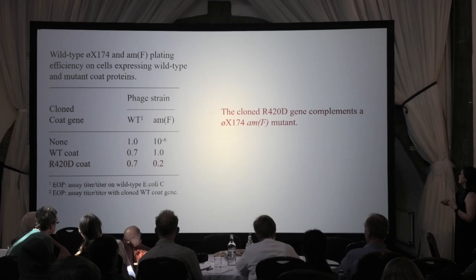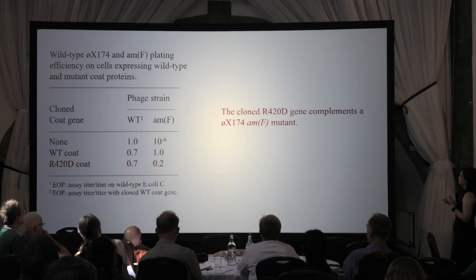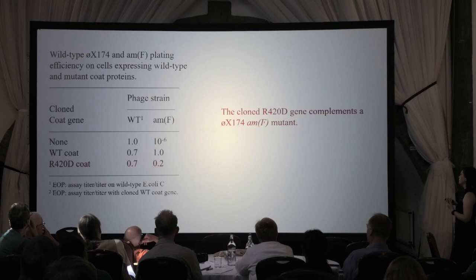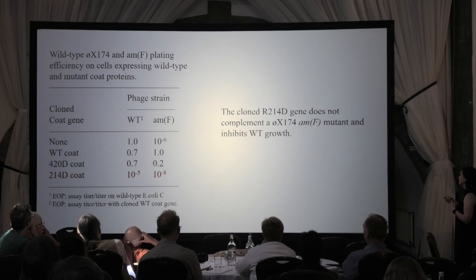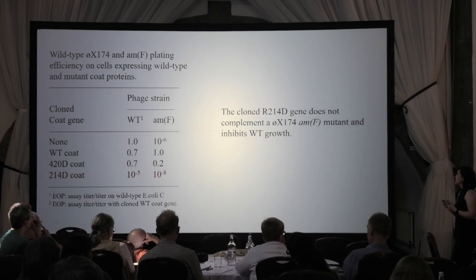We can see that we do have complementation occurring with an amber S mutant, which doesn't produce any coat protein on its own. And we don't have any inhibition of wild-type plating on this clone gene as well. Now, in comparison, our 214G mutant doesn't complement with this amber S mutant. We actually have a plating efficiency that's two orders of magnitude lower than the reversion frequency, and we do see that we have inhibition of wild-type plaque formation with this clone gene. So this is indicating that this mutation is getting into the capsid and kind of getting in the way.